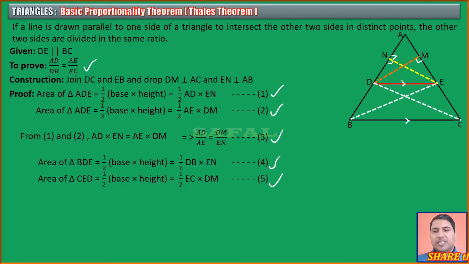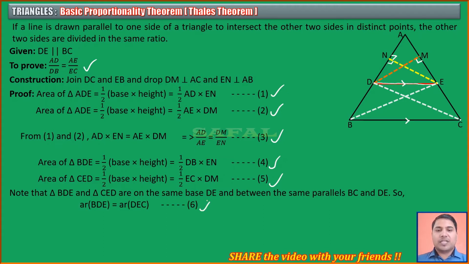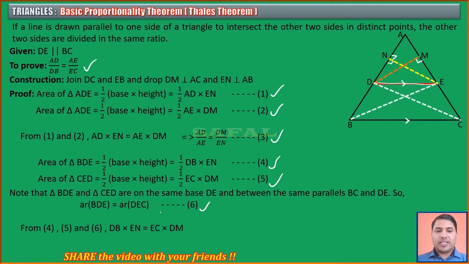Now one very important thing: you can see that triangle BDE and triangle CDE are on the same base DE, and between the same parallel lines BC and DE. So the areas of BDE and CDE will be equal. So that's equation 6. Now from 4, 5 and 6 I can see that the left hand sides of 4 and 5, BDE and CDE, are equal. So the right hand side must also be equal. So I can write DB into EN same as EC into DM. So this again I can rearrange. So DB by EC I'll get as DM by EN.